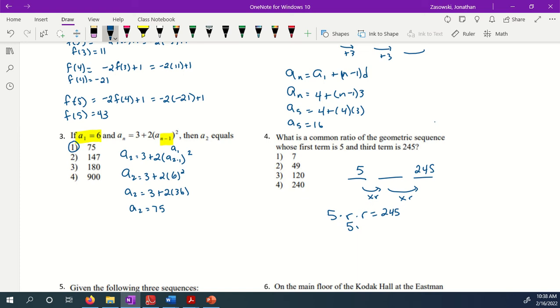So this is 5r squared equals 245. We'll divide by 5. R squared is going to equal 49. And that means r, when you take the square root of 49, is going to equal 7.